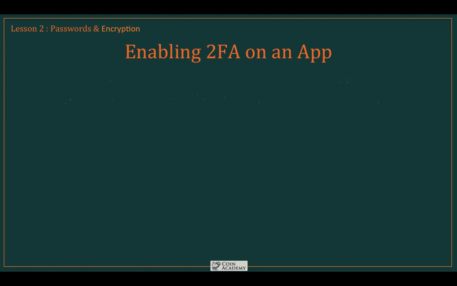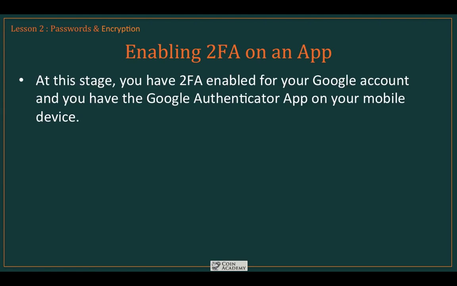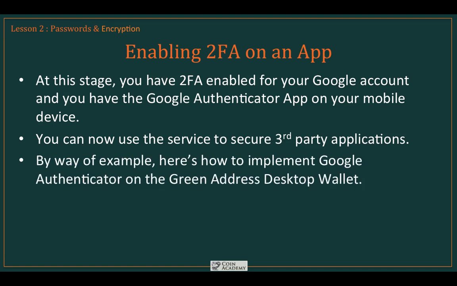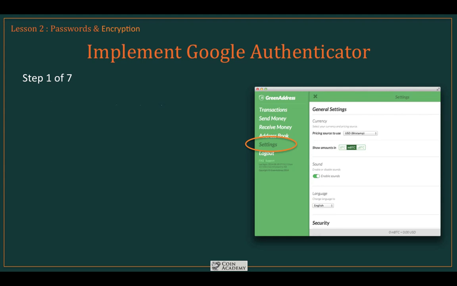All right. At this stage, you have two-factor authentication enabled for your Google account, and you have the Google Authenticator application on your mobile device. Now, I want to show you how you can use this service to secure a third-party application. So, by way of example, I'm going to show you how to implement Google Authenticator on the Green Address desktop wallet. So here we go.